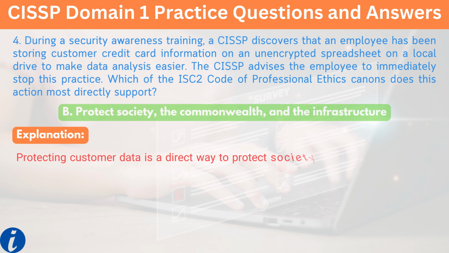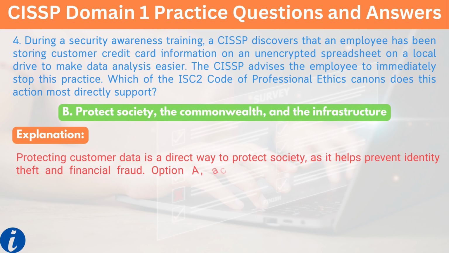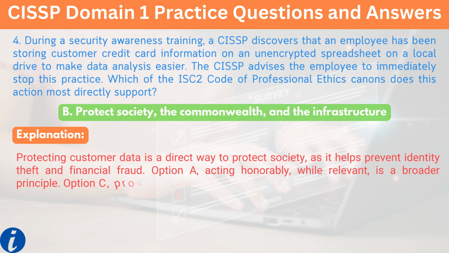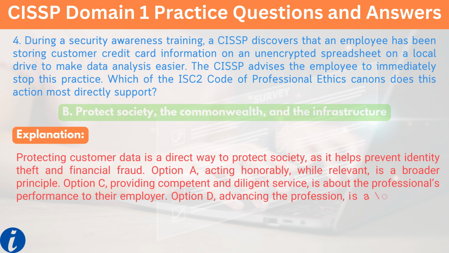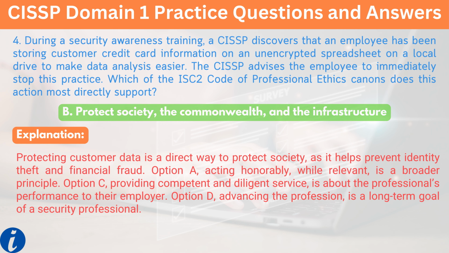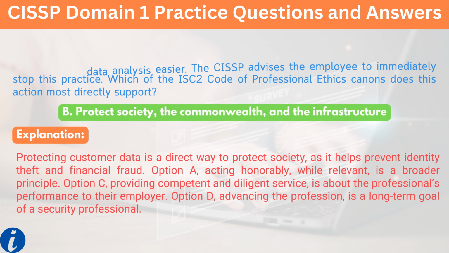Protect society, the Commonwealth, and the infrastructure. Explanation. Protecting customer data is a direct way to protect society, as it helps prevent identity theft and financial fraud. Option A. Acting honorably, while relevant, is a broader principle. Option C. Providing competent and diligent service is about the professional's performance to their employer. Option D. Advancing the profession is a long-term goal of a security professional.